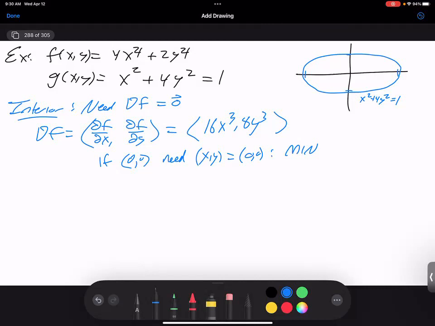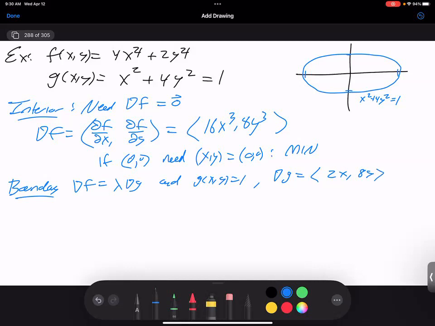So let's go through and calculate things. So for the boundary, we want the gradient of f to be lambda times the gradient of g, and g of x, y equals 1. So we're going to get the gradient of f, we already know that. The gradient of g is going to be 2x, 8y.